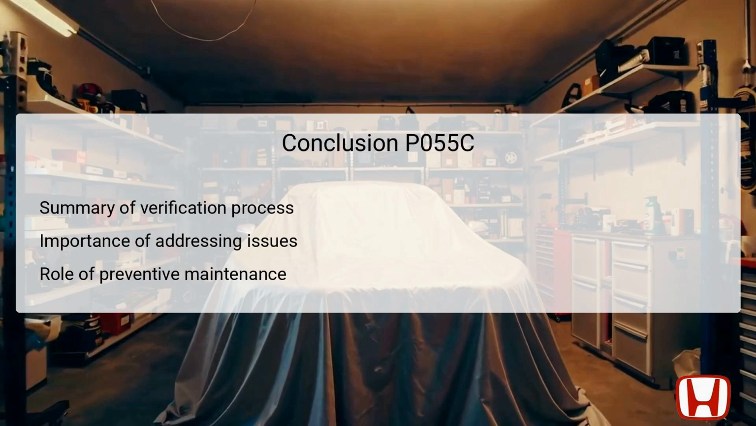In conclusion, addressing the DTC P055C involves a systematic approach that includes verifying potential failures, measuring voltages, and checking wiring integrity. Proper troubleshooting can identify whether the problem lies in the sensor itself or in the electrical connections and wiring. It's crucial to resolve these issues promptly to protect engine performance and longevity.